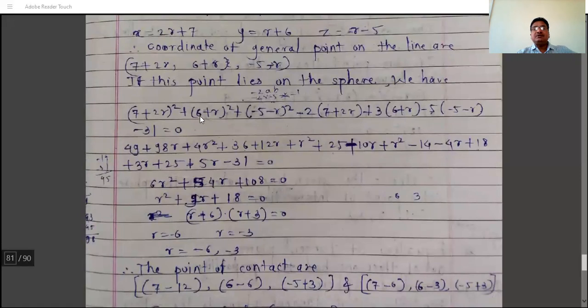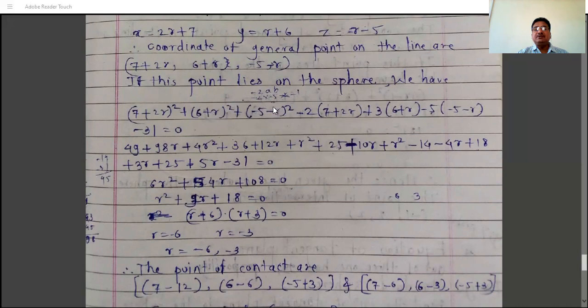So if the point lies on the sphere, then we have this. Then find the square of this bracket: 49 plus 7 into 2 into r, its double is 28r, then plus 4r square. Then (6 plus r) square is 36 plus 12r plus r square. Then the square of minus 5 minus r is plus 25, then the multiplication of these two is plus 5r, its double is plus 10r, not minus 10r. This is plus 10r.